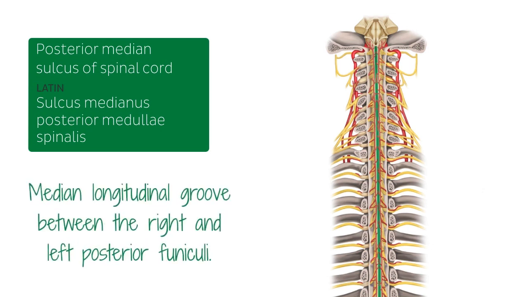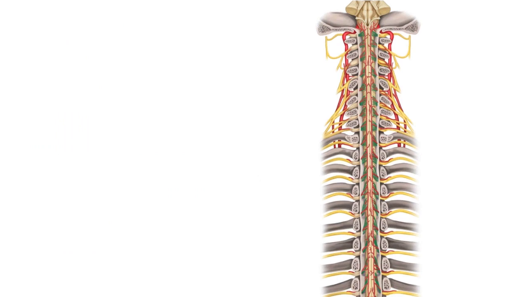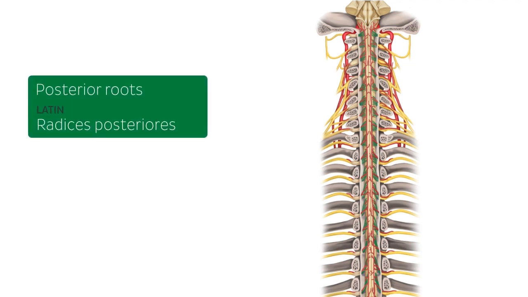This median longitudinal groove is located between the right and left posterior funiculi. The next structures that we can see from this posterior view are these thin short fibres that emerge from the posterior surface of the cord. These are the posterior roots of the spinal nerves.